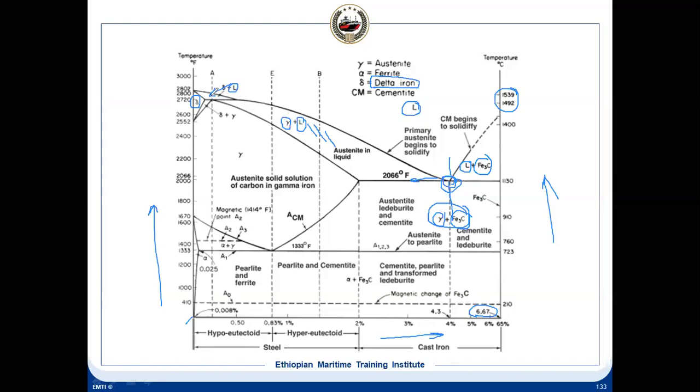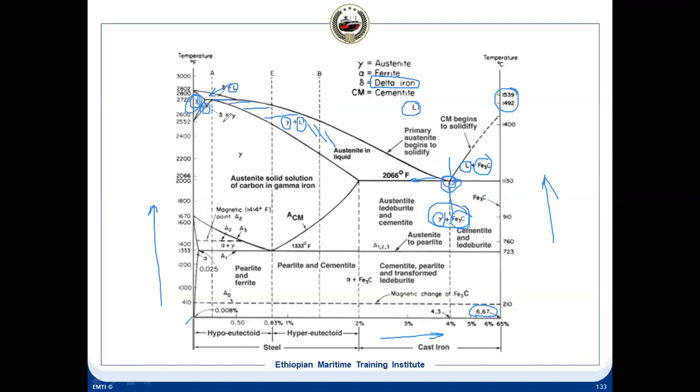Your austenite will be up to here in this portion: austenite plus liquid. But once it moves towards this side, the carbon content will be very low. So delta will form. And this will be delta plus liquid, because delta also will form, but liquid will change to solid. So there will be a mixture of liquid and solid. And this side, what will happen? This area will be pure delta.